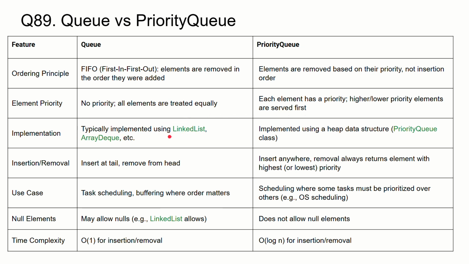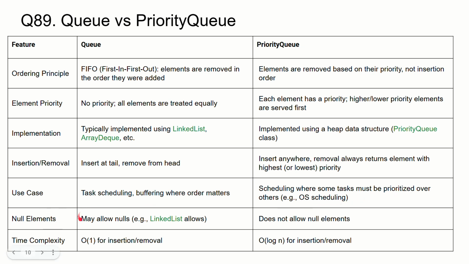Implementation: queue is implemented using linked list or array queue, and priority queue is implemented using a heap data structure, basically the PriorityQueue class. Insertion and removal: insertion is at the tail and removal is from the head. In priority queue we can insert anywhere, and removal always returns the element with the highest or lowest priority, on the basis of the type of the priority queue. Use case: for queue it can be task scheduling, buffering. In priority queue it can be scheduling where some tasks must be prioritized over others.